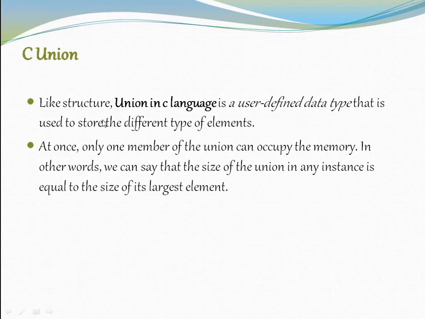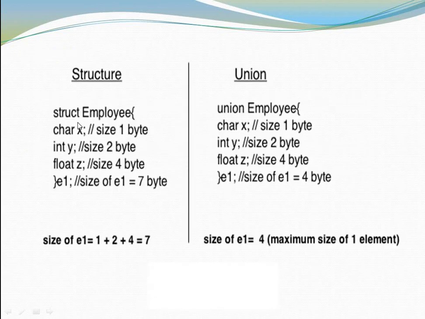Next, moving on to union. Union is like structure, but the only difference is that it allocates memory for the biggest data type alone, not for each and every member. It will allocate the memory for the biggest member within the union. That is how union differs from structure. Union is similarly a user defined data type that stores different data type elements. See this difference and you will understand it clearly.